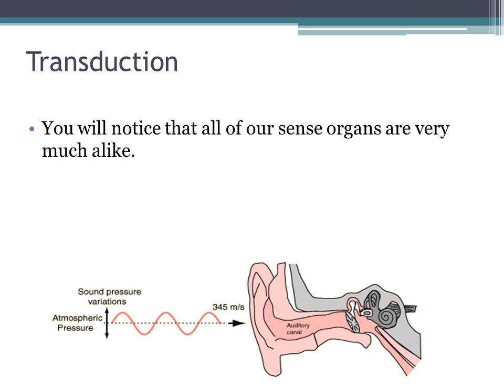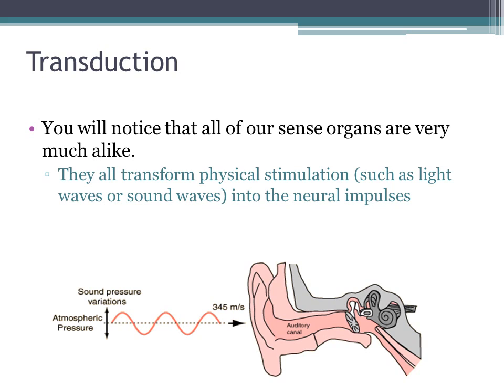Transduction, otherwise I think it's known in your notes as transduce. You'll notice that all of our sensory organs are very much alike. Once the sound waves or the vibrations in the environment enter the ear, the sound waves themselves don't all of a sudden go up to the brain. They need to be transferred into a chemical message. So transduction is when it changes from a sound wave into a chemical message, so that little message can take that information to the brain, the neural impulses or neurons.